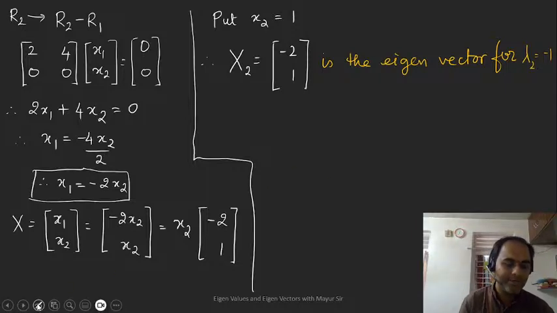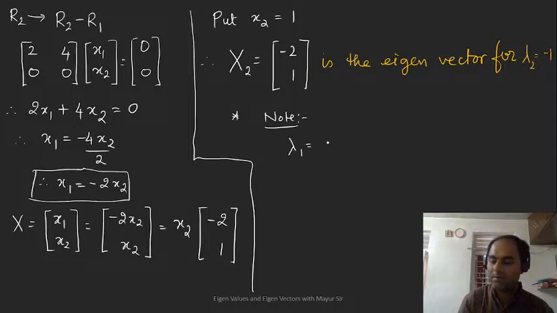So what all things did we get here? The first is the eigenvector. I'll just make a note here. The first note is lambda 1, we got 5.